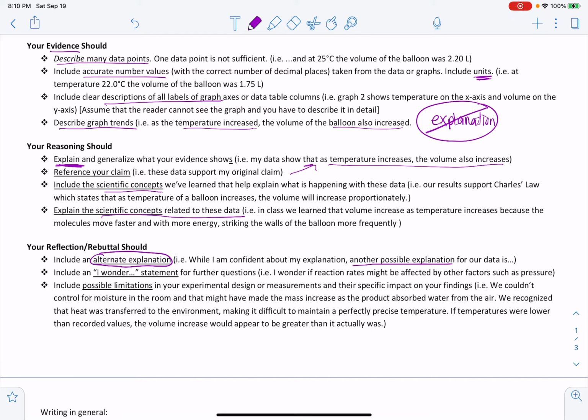Now, don't go fishing for this. If it's a lab that needs an alternate explanation, it'll be pretty obvious, or you can ask. Something else could have happened. Okay. So an I wonder statement, further questions.